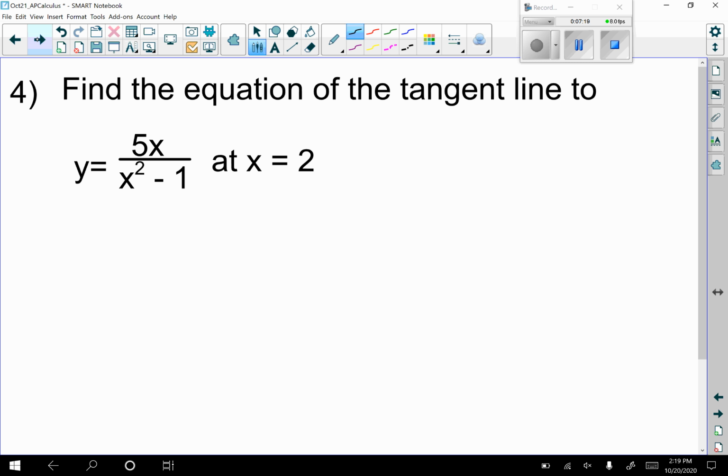All right, another problem. Find the equation of the tangent line to the curve y equals 5x over x squared minus 1 at x equals 2. So pause the video to work on this one.